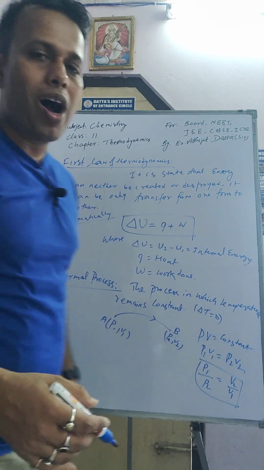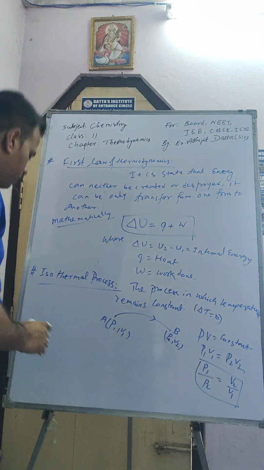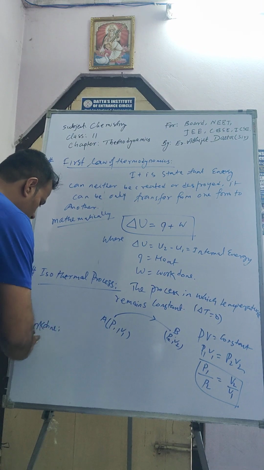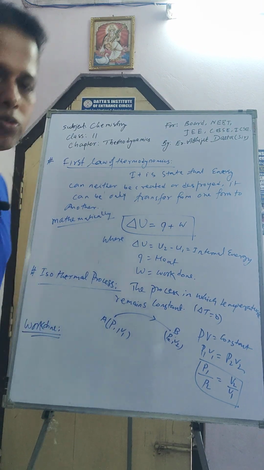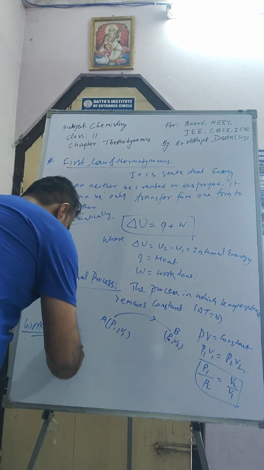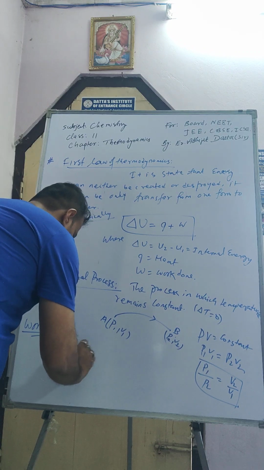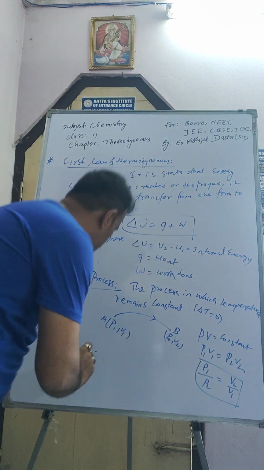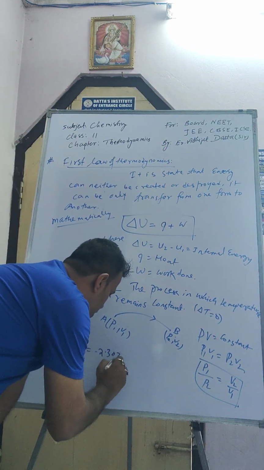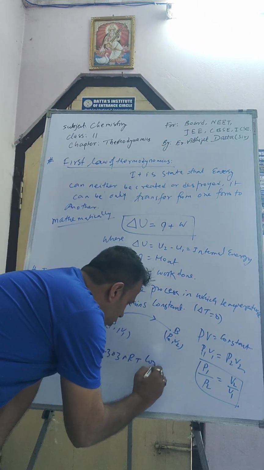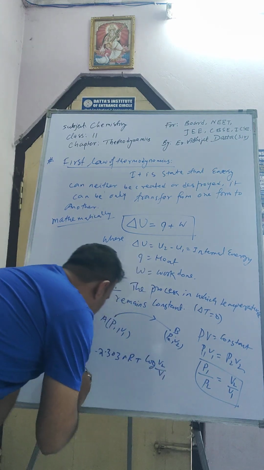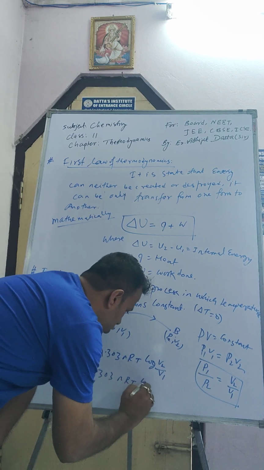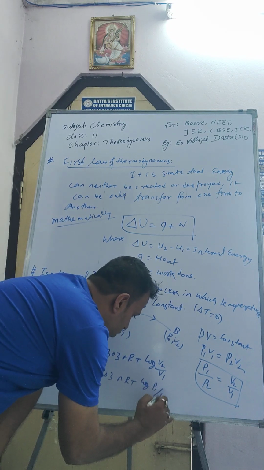Okay, so now work done in isothermal process, how can you find it? Number one formula is work done in isothermal process. We can find W iso is equal to minus 2.303 nRT log V2 by V1, or we can write minus 2.303 nRT log P1 by P2 also.